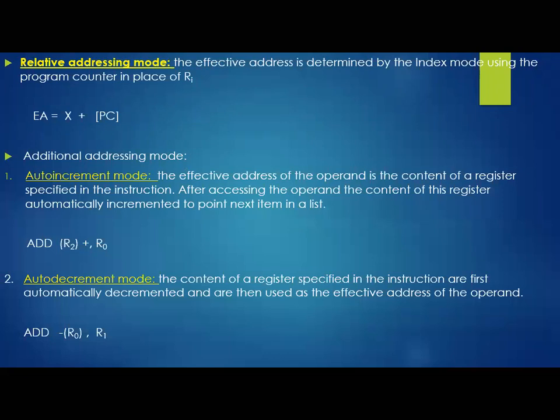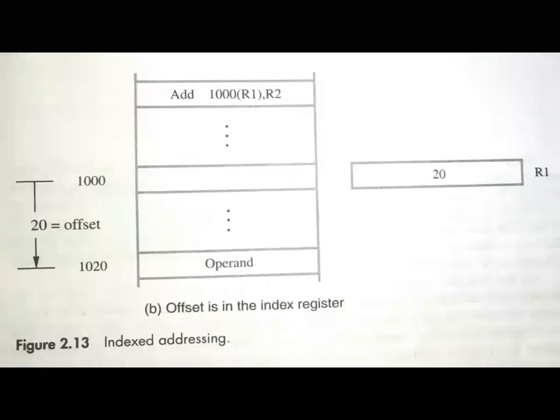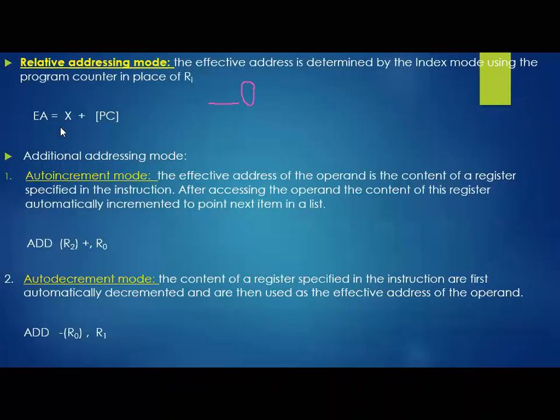Very basic kind of addressing mode. It is the relative addressing mode. It is the same as index addressing mode. Here, in index addressing mode, we use a general purpose register. This is the offset. The offset will be the same, but the general purpose register is replaced with the program counter. See here, the effective address is determined by the index mode using the program counter in place of register Ri. The only thing we need to do is replace the general purpose register with the program counter.